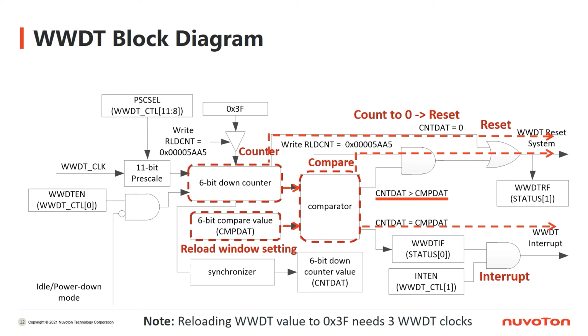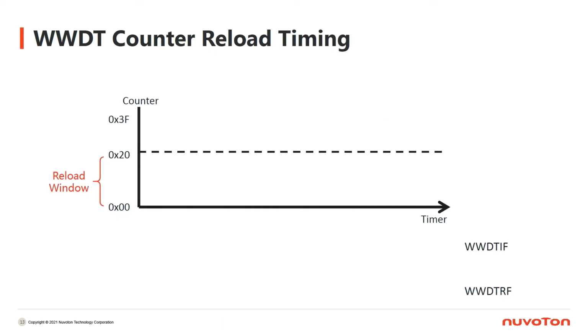We use this example to show how WWDT reloads the counter and resets the system. The reload window defined in this example is from hex value 00 to 20. When WWDT is set to 1, which means to enable WWDT, WWDT counter starts to count down. When it counts to the value of hex value 20, the WWDT IF flag will be raised.